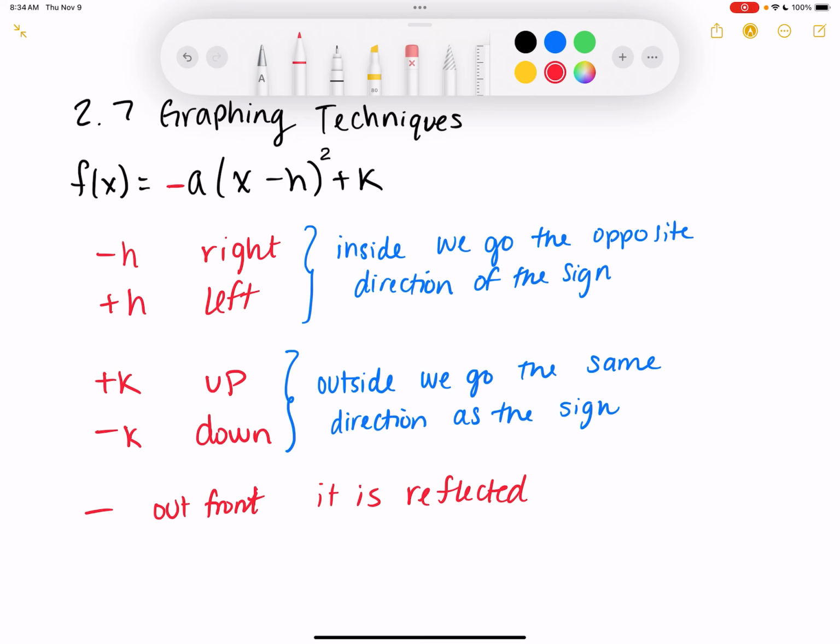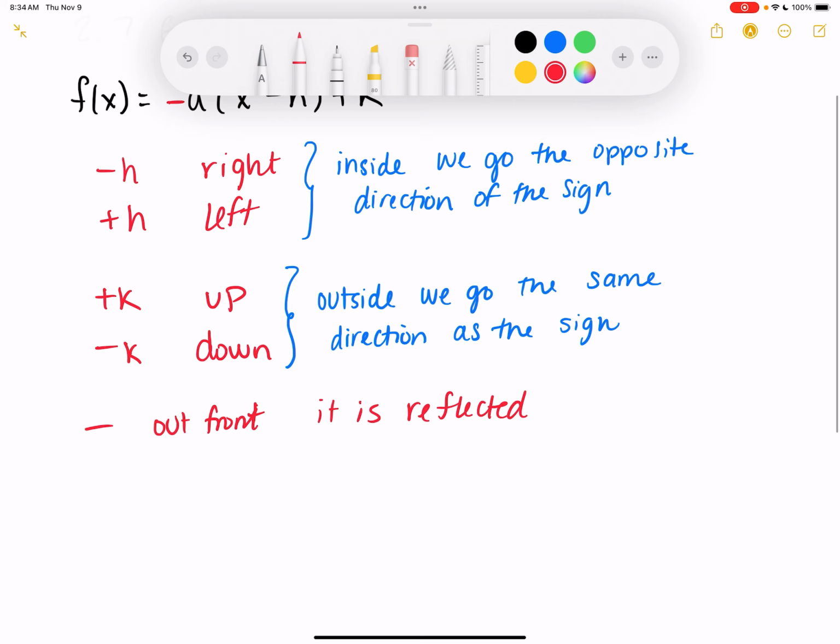And then the last thing that we need to do is compressed and stretched. These are not the terms that your book uses. They use a stretch and a shrink, but I think those are too confusing, so that's why I use compressed and stretched. And if the absolute value of a is less than 1, basically meaning it's between 0 and 1, aka it's a fraction or a decimal, then it is compressed.